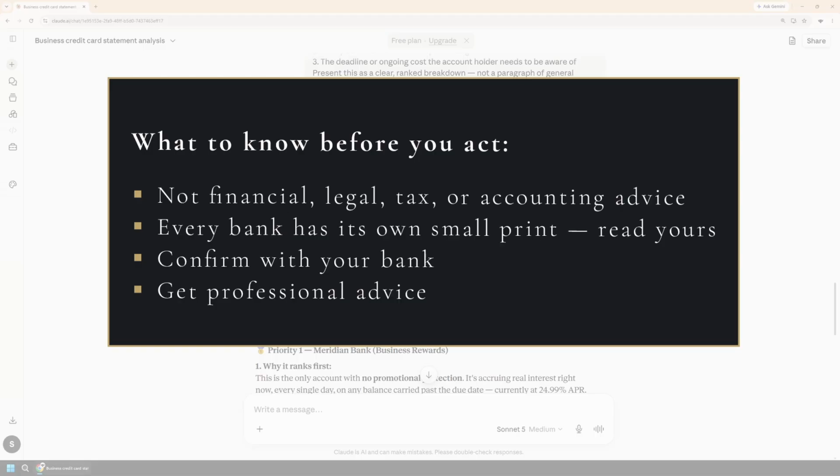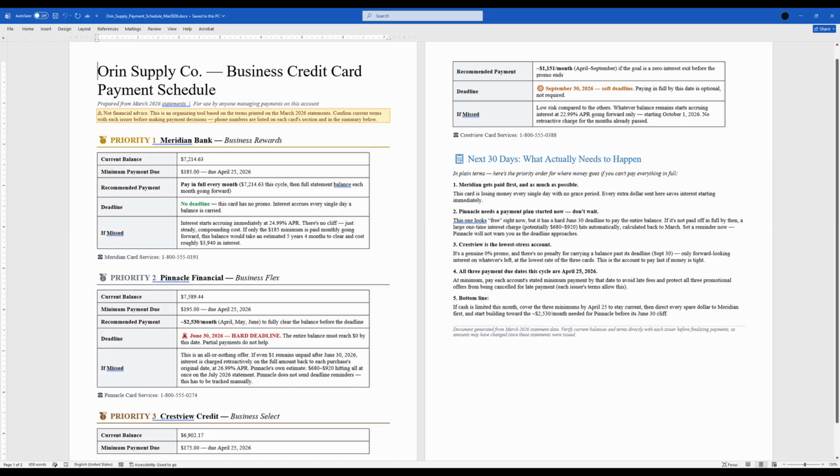If your situation is more complex than 3 cards, multiple accounts, business credit lines, a backlog of statements you haven't looked at, there is nothing wrong with bringing in a bookkeeper or a financial professional. That's what they're there for. Today, we showed you what's possible when you want to handle it yourself.